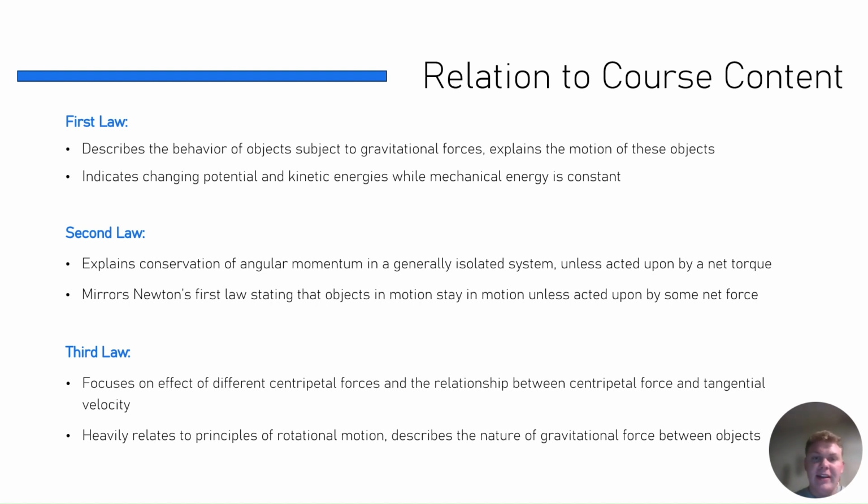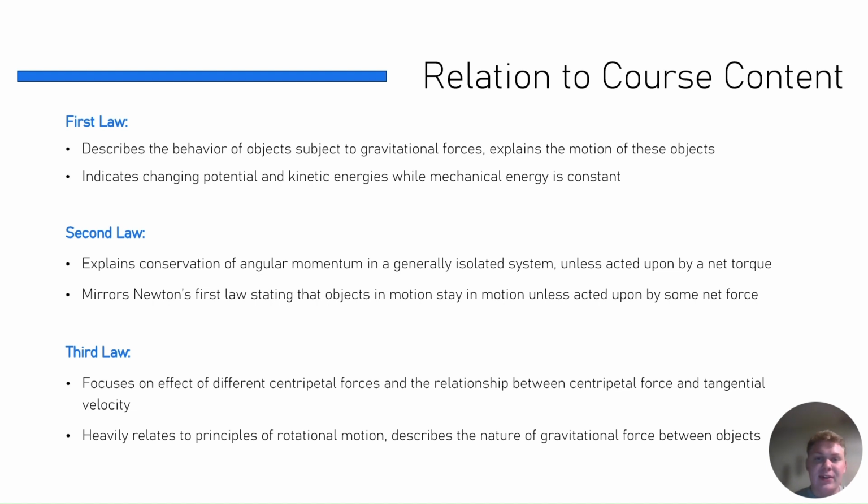Kepler's second law explains the conservation of angular momentum in a generally isolated system, that system being the orbit of a planet around some central mass, and shows that the angular momentum of the planet will be conserved unless acted upon by some net torque. This principle in Kepler's second law largely mirrors Newton's first law, saying that objects in motion will stay in motion unless acted upon by some net force.